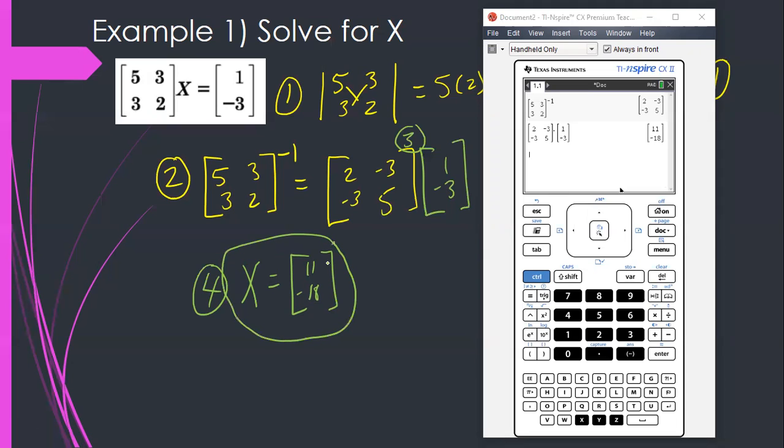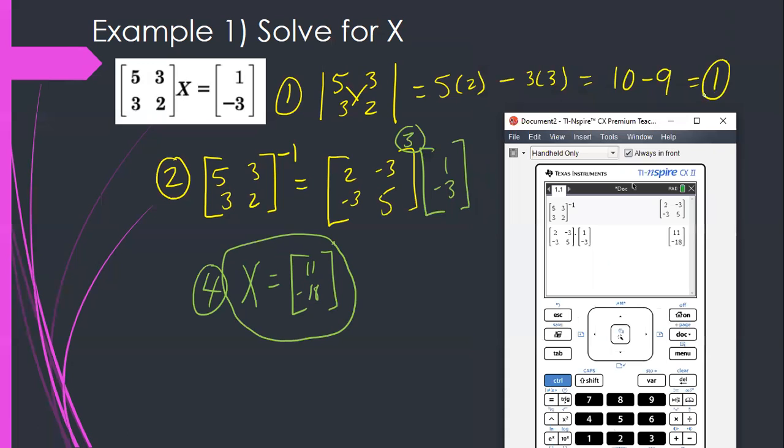And that's the answer. That's step 4. So again, we made sure that it had a solution by finding the determinant. After we made sure there was a solution, we then found the inverse of the 2 by 2. Remember, you can only find the inverse of a square matrix. So we found the inverse of the 2 by 2.